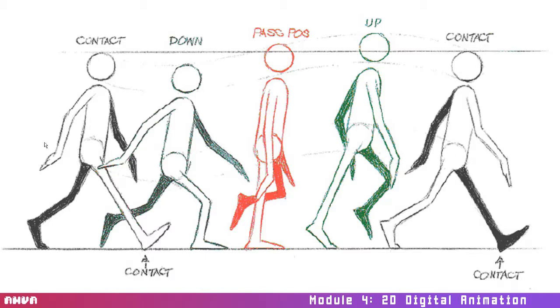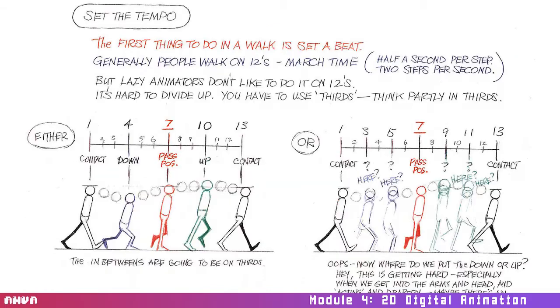Okay. Our contact poses and heads will always be on the same level. Downs will always be on the same level, and ups will be on the same level. And we'll look at some examples that actually forget to do this, and you'll see how wonky it makes the walk look. So we want to set the tempo.